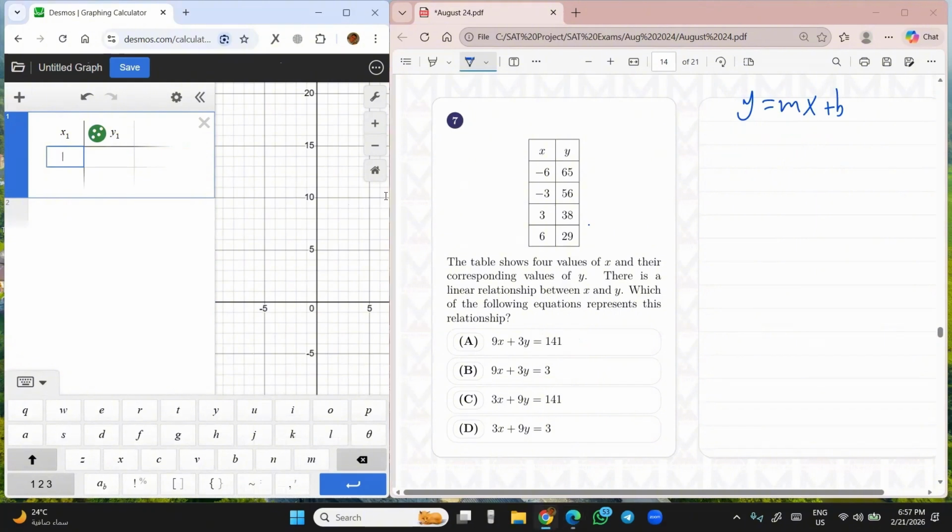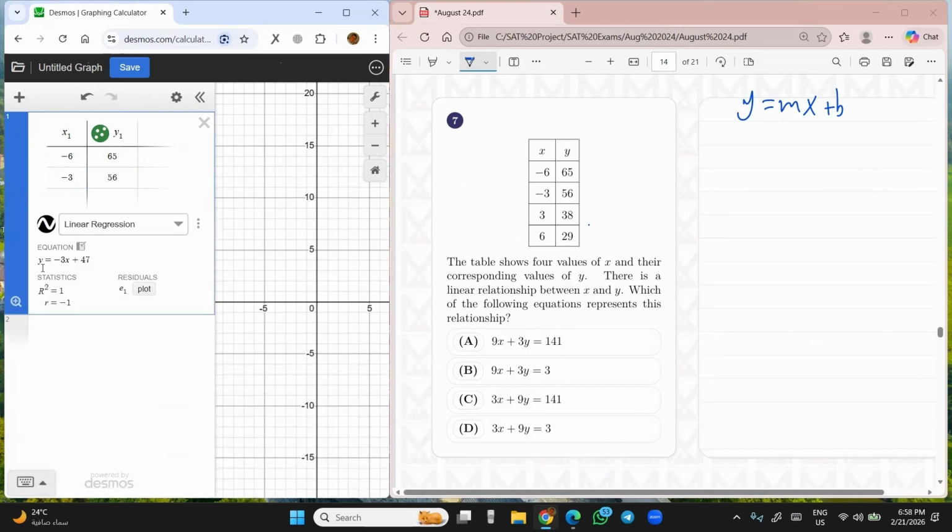So we can write negative 6 here with 65, and when we write negative 3 as input, the output is 56. And then we can add a regression, make sure that's linear, and this is our equation. Y is equal to negative 3x plus 4. Y is equal to negative 3x plus 4. We have to do something because this is not available here.